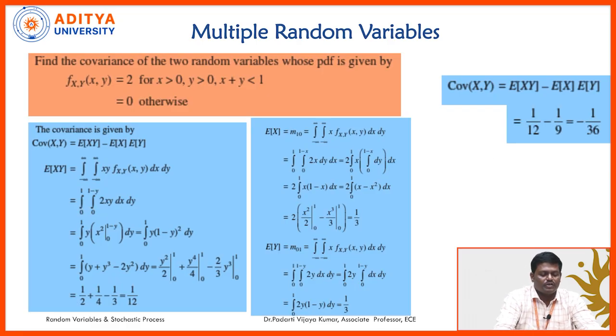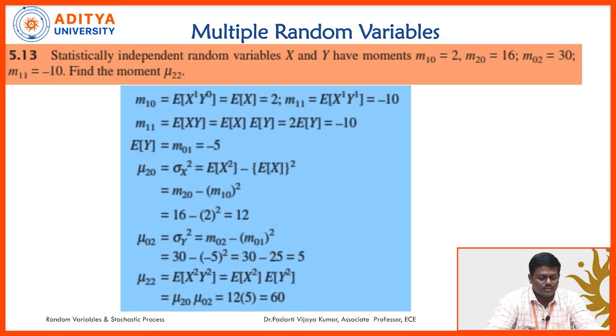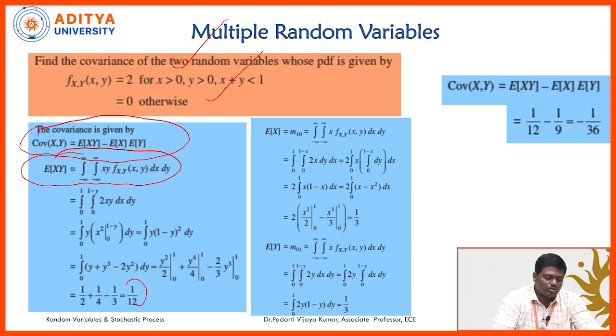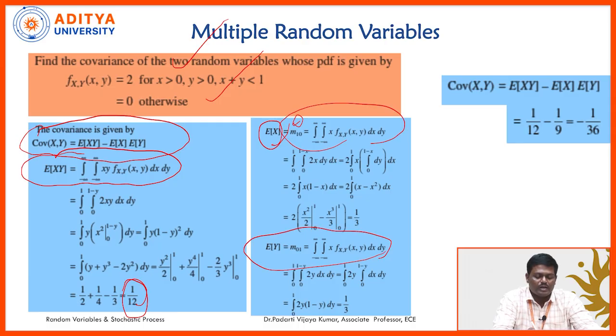So, let us see one problem, how to compute the covariance for a continuous random variable. The density function is given to us. And the covariance formula is E of XY minus E of X into E of Y. We know the E of XY formula, double integral of xy into f of xy dx dy. Solving this, we will get 1 by 2. Similarly, E of X and E of Y. E of X is also mathematically represented as m10, and similarly m01 represents E of Y. So, the covariance is -1 by 36.